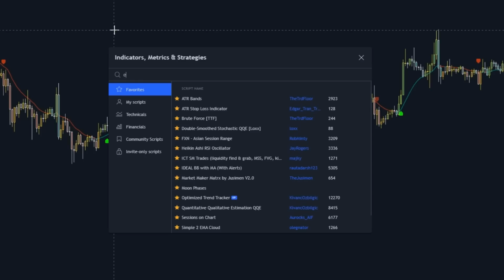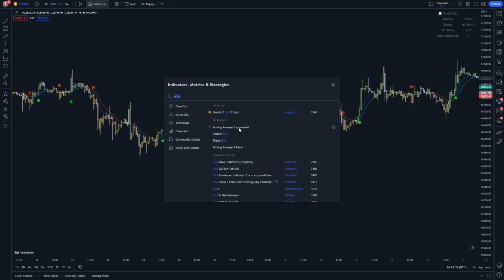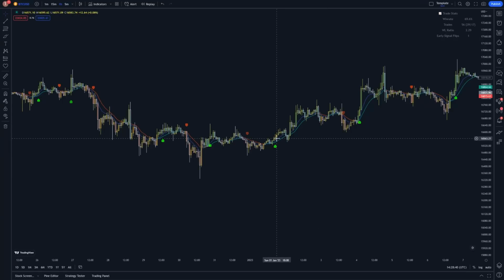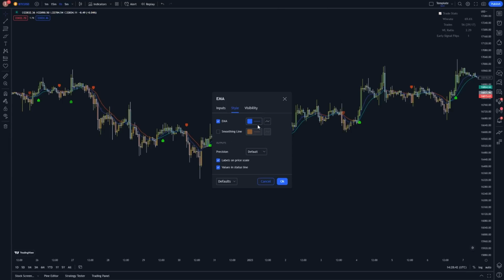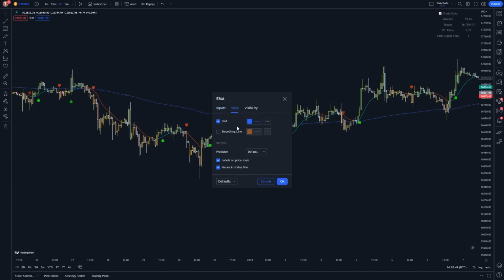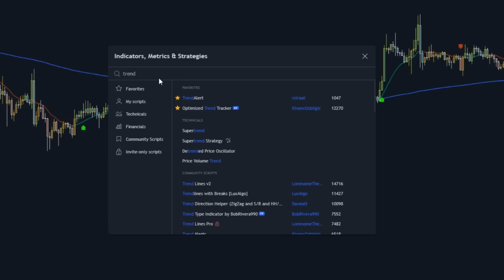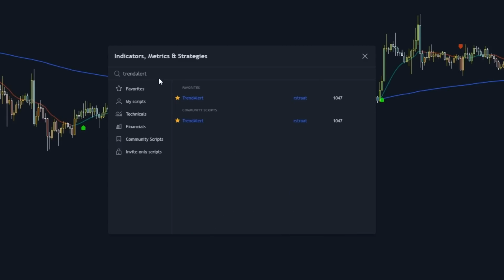This time you'll want to type in EMA, and we will use this as one of the confirmations for trend. I'm sure you've all used these before. Open the EMA settings and change the length from 9 to 200. You can also make the EMA line a bit thicker so it is easier to see. Next, we will want to add the final indicator. Click on Indicators and type in Trend Alert. Select this one here and add it to your chart.